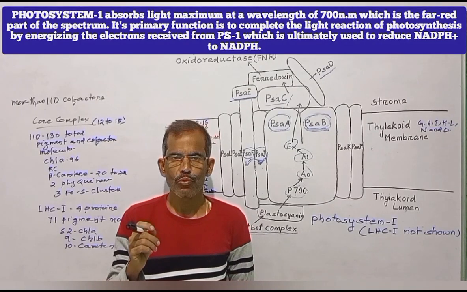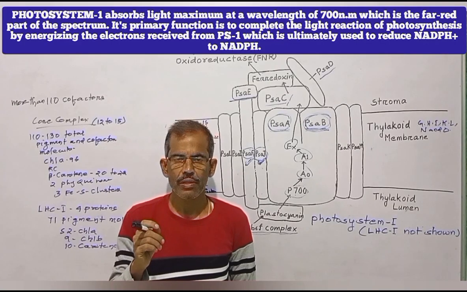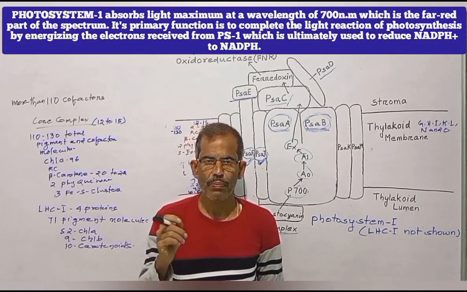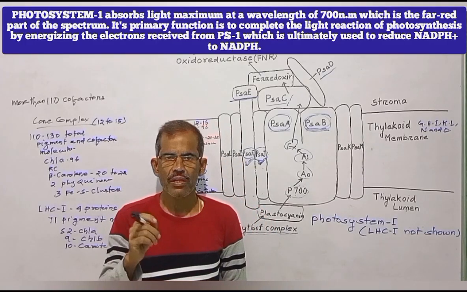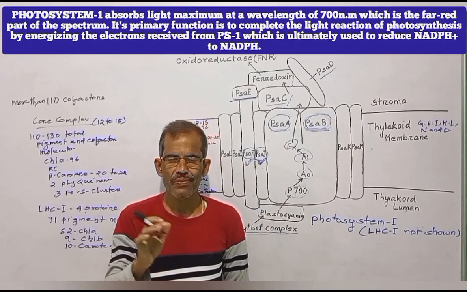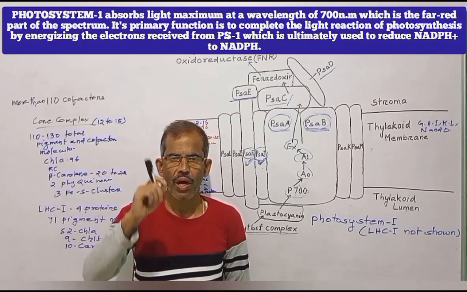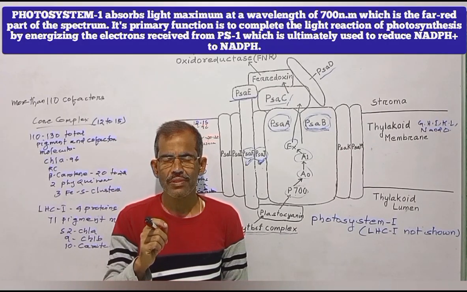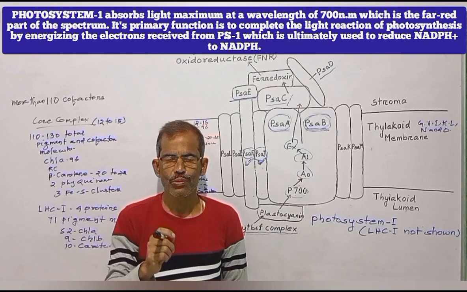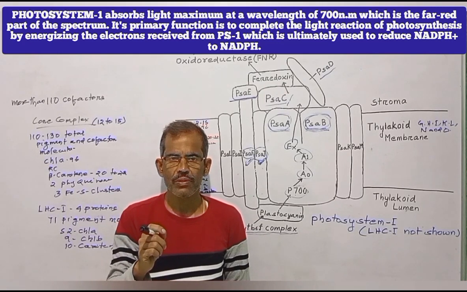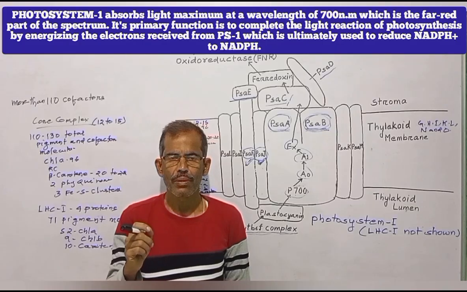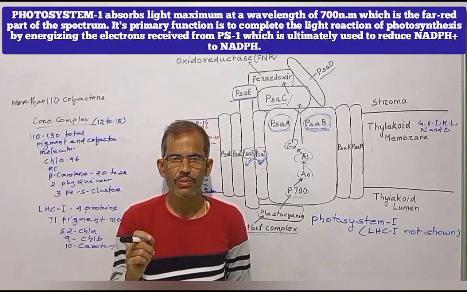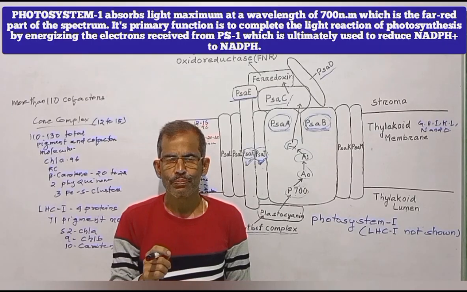Now photosystem 1 or PS1. Its primary function is to complete the light reaction of photosynthesis by energizing the electrons received from photosystem 2 to a higher energy level. These high energy electrons are ultimately used to reduce NADP plus into NADPH by the action of the enzyme ferredoxin NADP plus oxidoreductase.